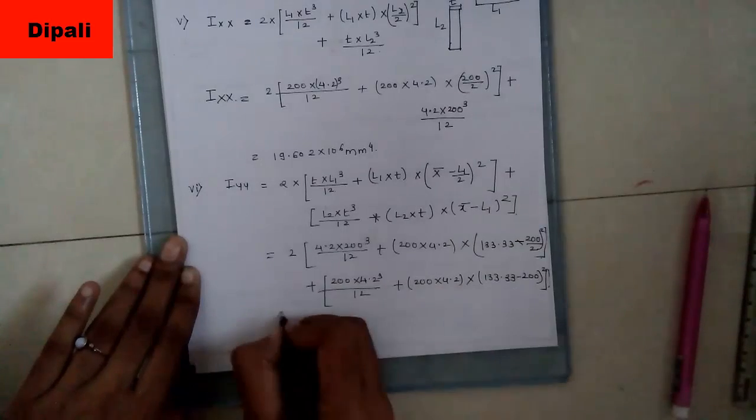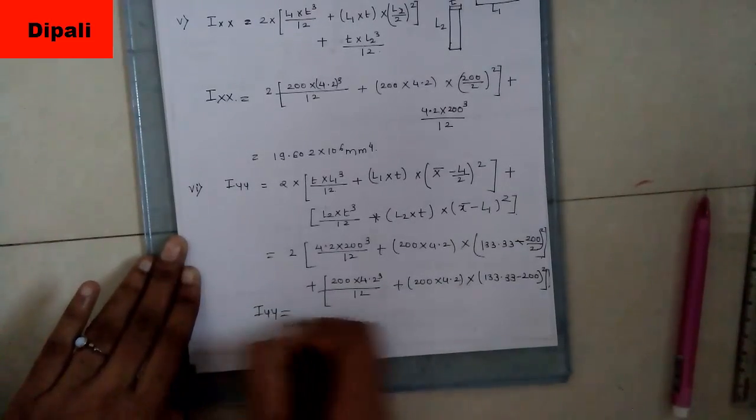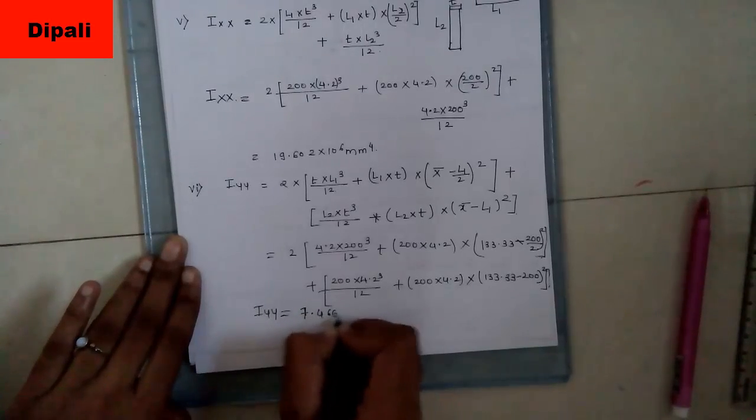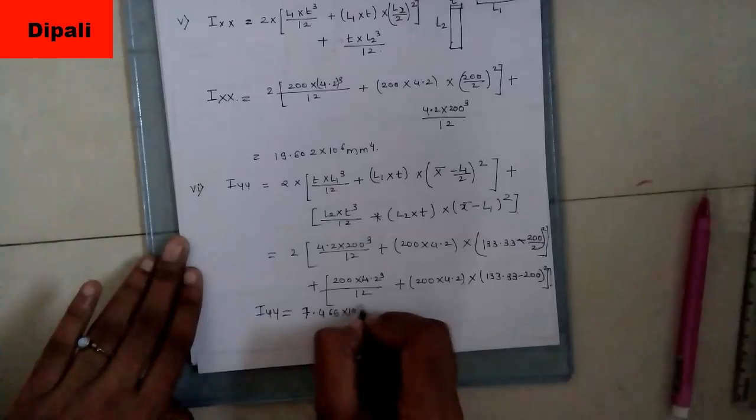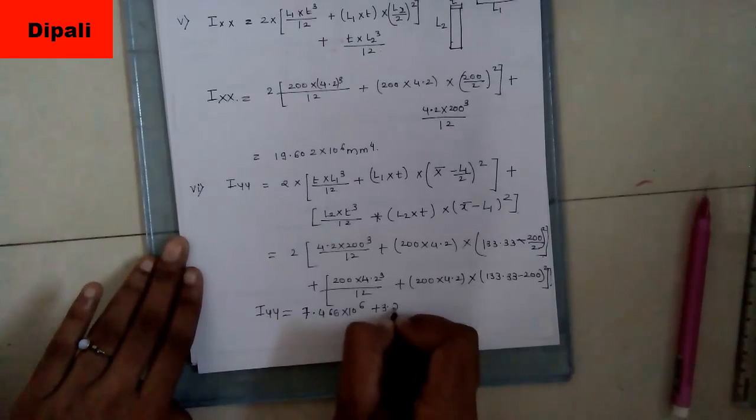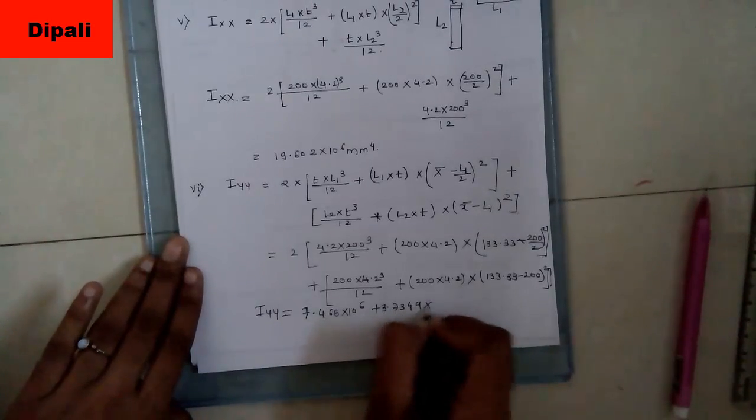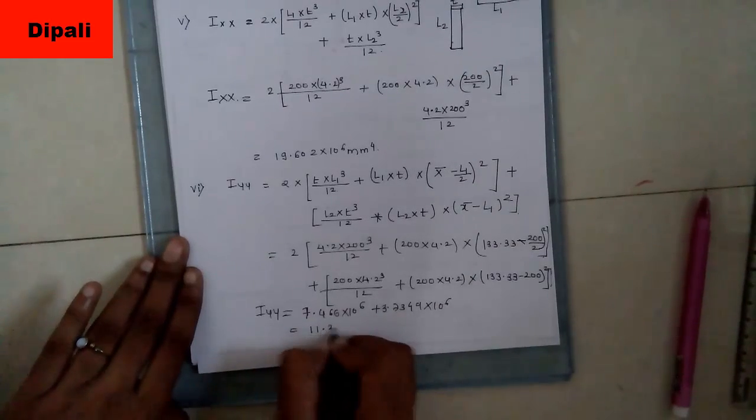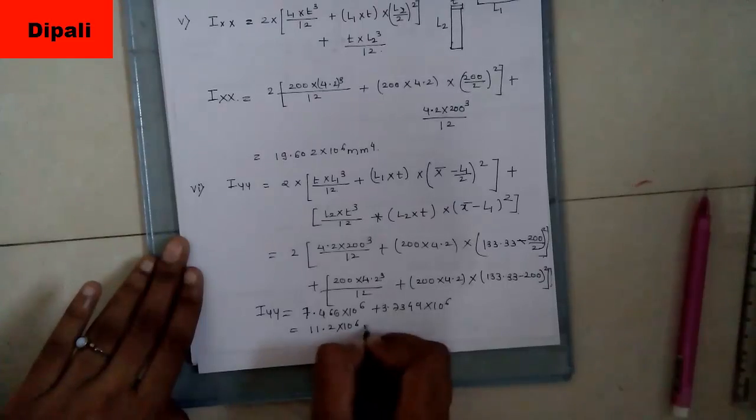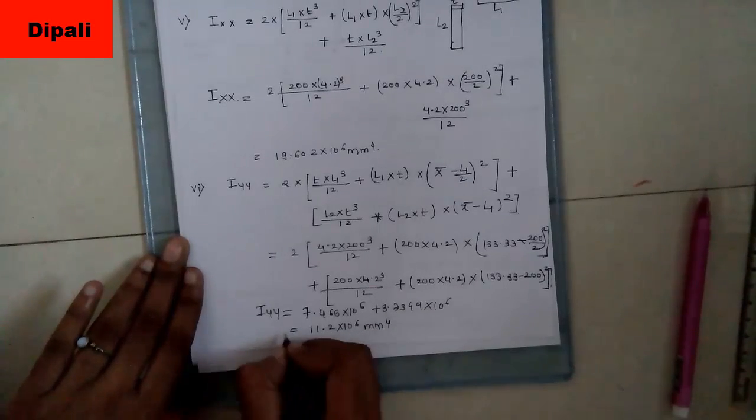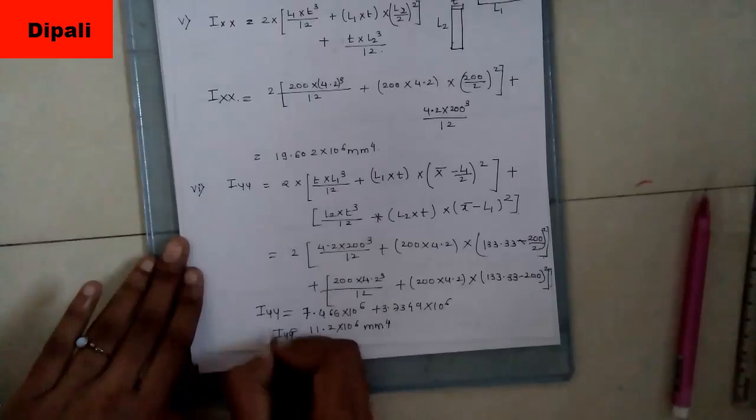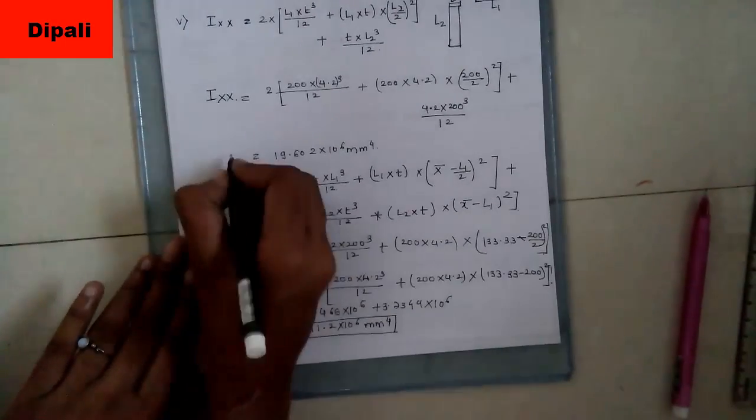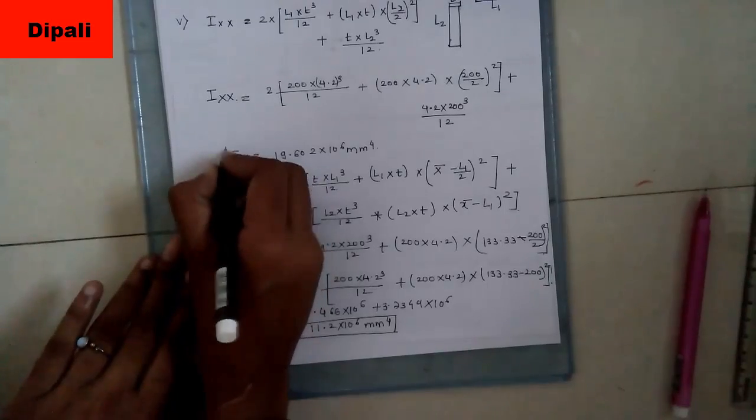After the calculation we get Iyy equals to 7.466 into 10 to the power 6 plus 3.7349 into 10 to the power 6. We get 11.2 into 10 to the power 6 mm to the power 4. Okay, this is the value of Iyy and this is the value of Ixx.